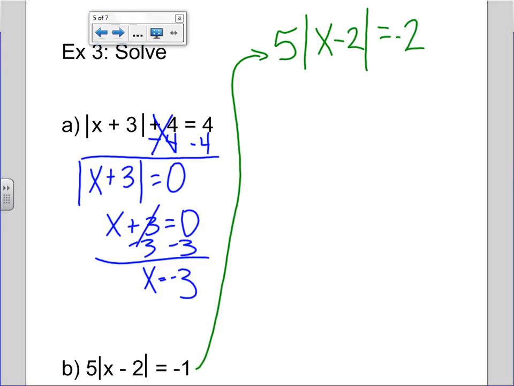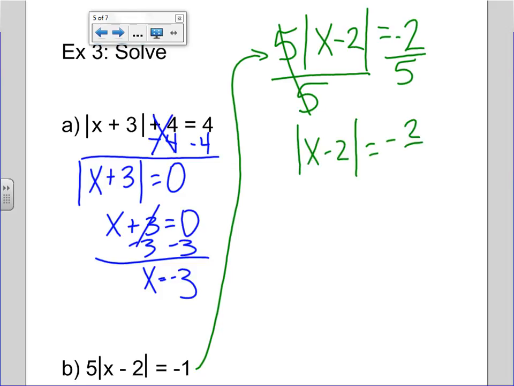Alright, so whenever we have a problem like this, we have to get x by itself, or get the absolute value bars by themselves. So I'm going to have to divide by 5. What I do to one side, I must do to the other. So I have the absolute value of x minus 2 is equal to negative 2/5.